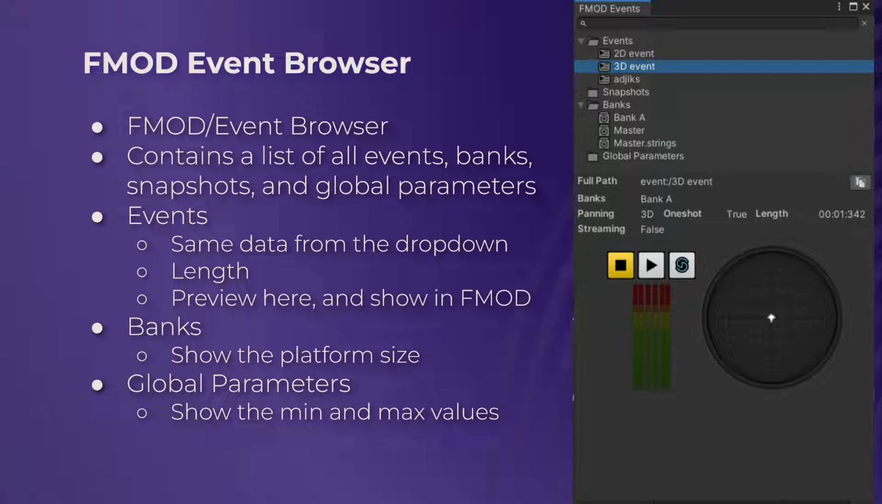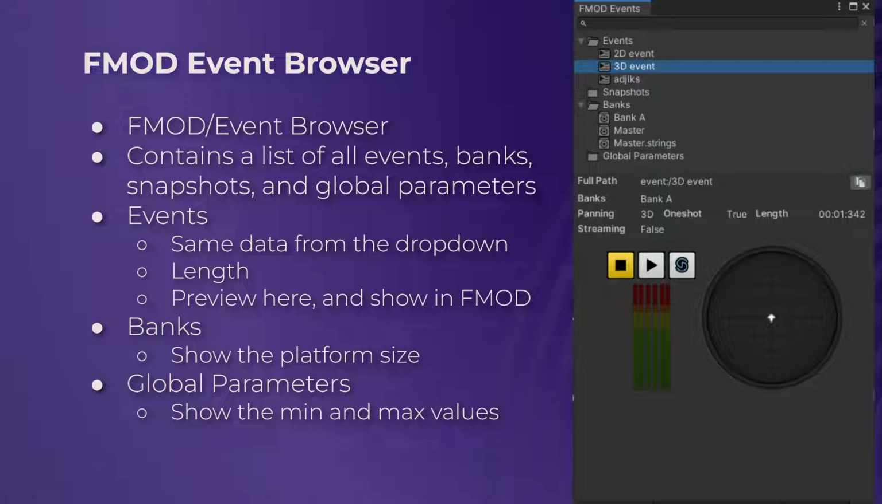So you have a 3D positional preview if you want to hear how it sounds around you, if it's a 3D sound. And you can also click the FMOD logo to just open up FMOD Studio and listen to it there. But what this is, it contains a list of all the events, all the banks, snapshots, global parameters, all the stuff. And yeah, when you click on them, it shows different things.